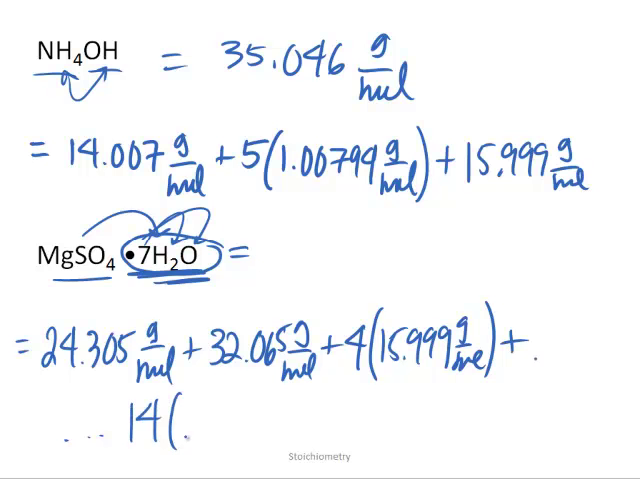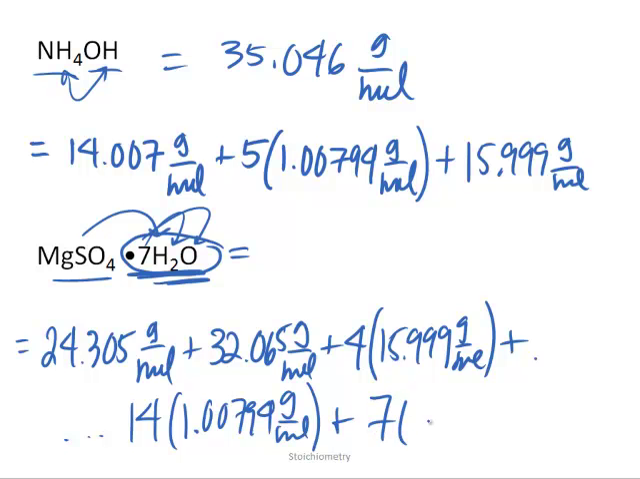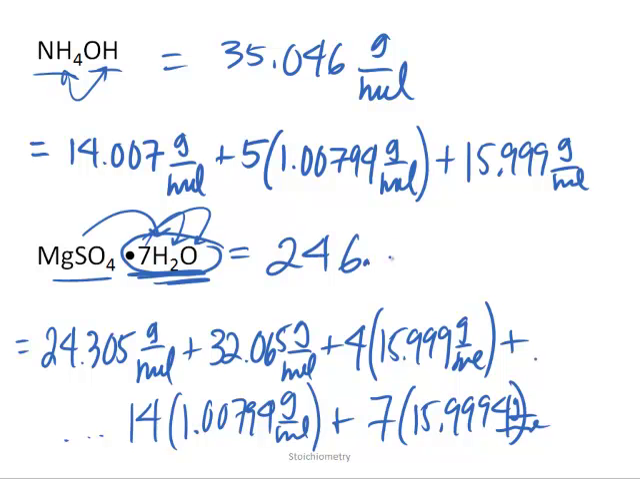There's 14 additional hydrogens, so that's 1.00794 grams per mole, plus 7 more oxygens, 15.999 grams per mole. And so throw that in your calculator, and that gives us a mass of 246.470 grams per mole.